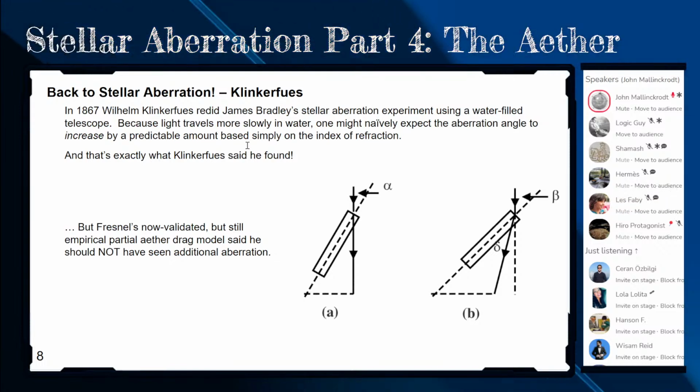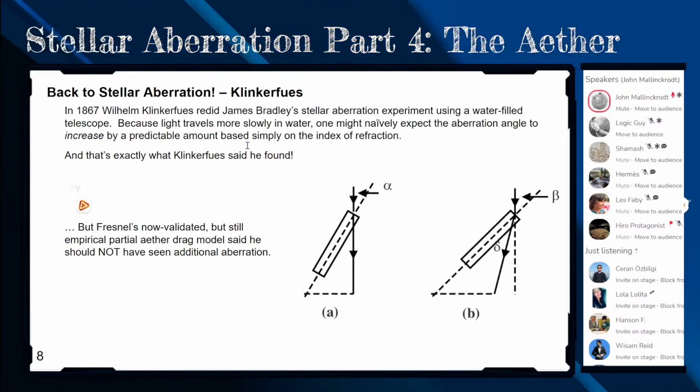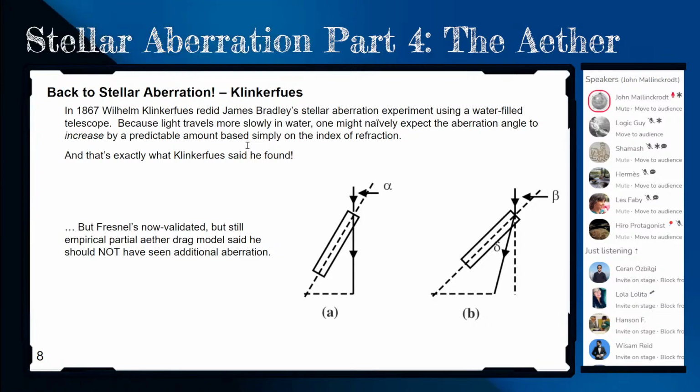And so what Klinkerfuse did was he filled the telescope with water, which should make light travel slower, which means that you have to tilt it more. Now the light's traveling more slowly. If you didn't tilt the telescope more, it would run into the back side of the telescope. So you have to tilt it more by that angle delta in the case of the water-filled telescope.